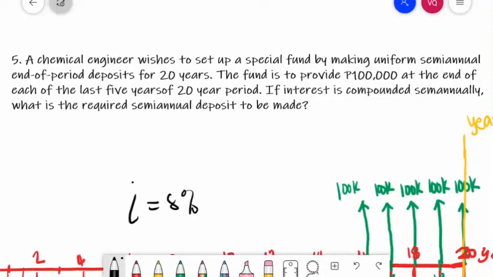Number 5, example. A chemical engineer wishes to set up a special fund by making uniform semi-annual end-of-period deposits for 20 years. The fund is to provide 100,000 pesos at the end of each of the last 5 years of the 20-year period. If interest is compounded semi-annually, what is the required semi-annual deposit to be made?